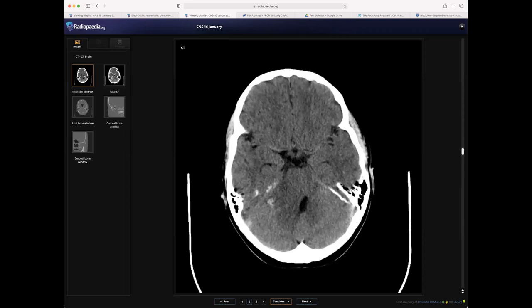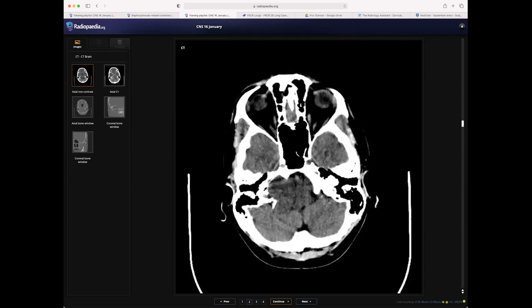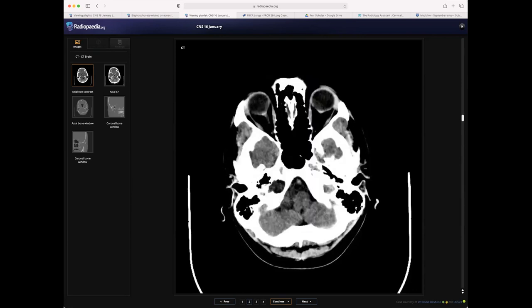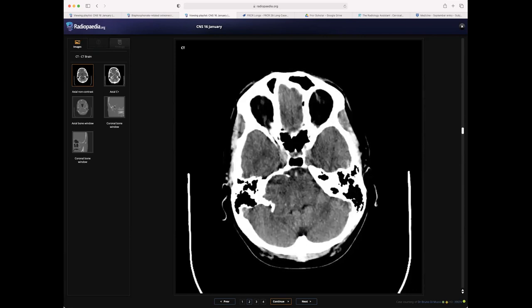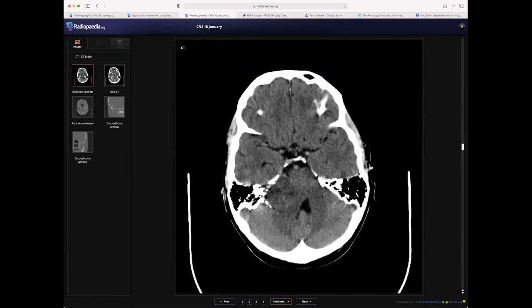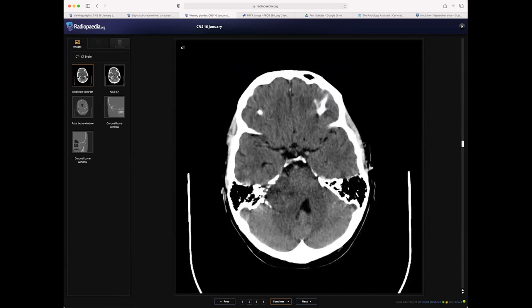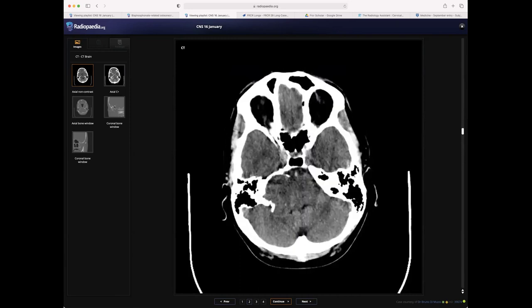However, no significant upstream hydrocephalus is noted. Findings are highly concerning for an extra-axial lesion in this region, most likely a schwannoma. I would like to see the bone window for more detail.